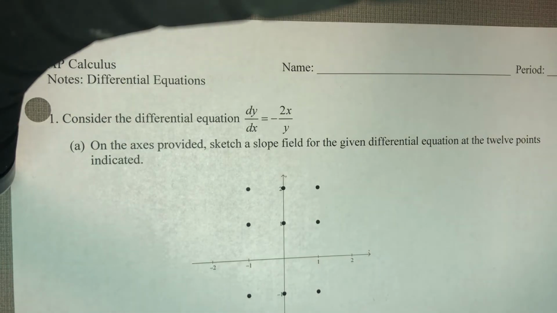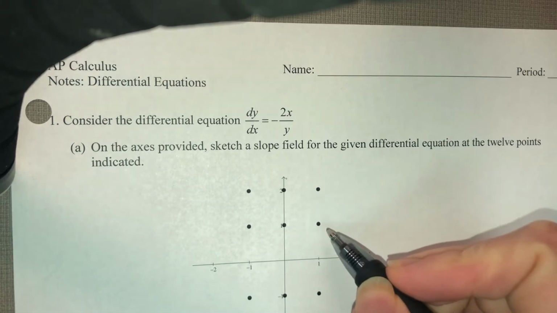Hello, calculus students. Today our lesson is on differential equations, and this kind of steps off of our slope fields lesson. Problem 1 here says, consider the differential equation dy/dx equals negative 2x over y. On the axes provided, sketch a slope field for the differential equation at the 12 points indicated. So, this is just creating a slope field like we've been doing.